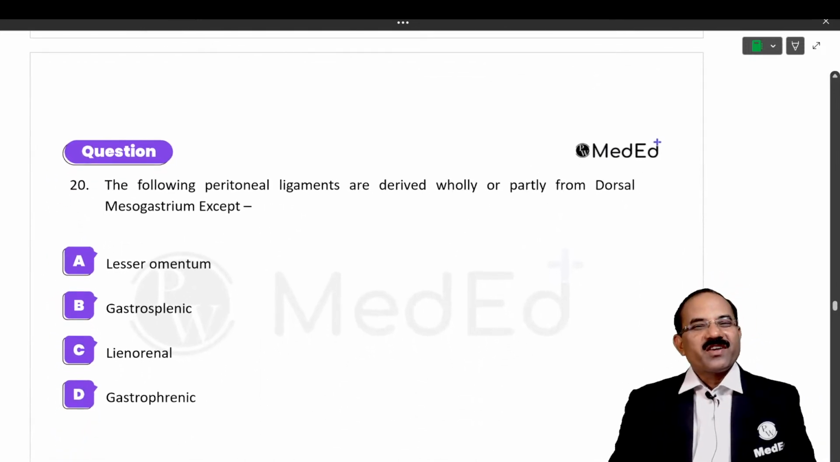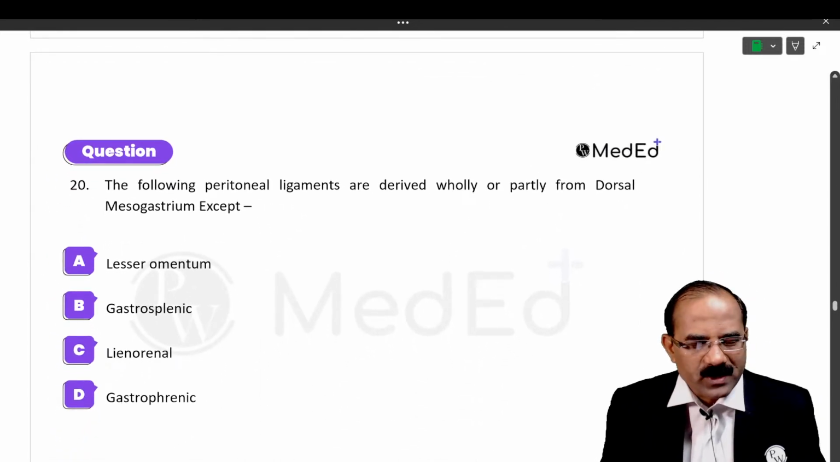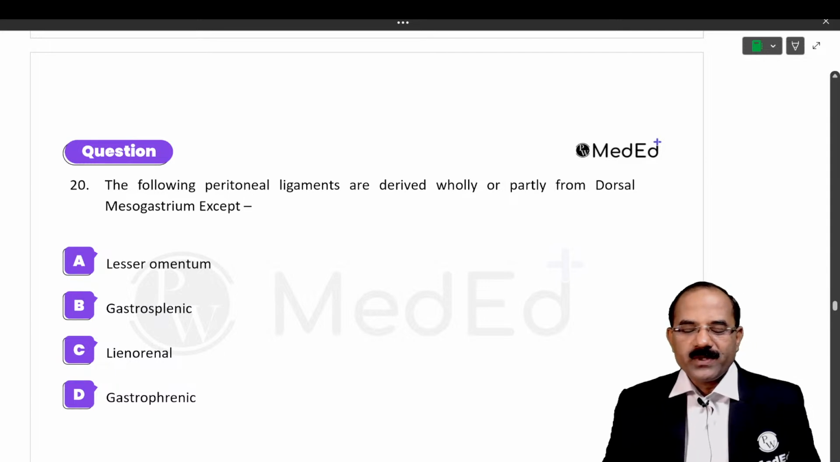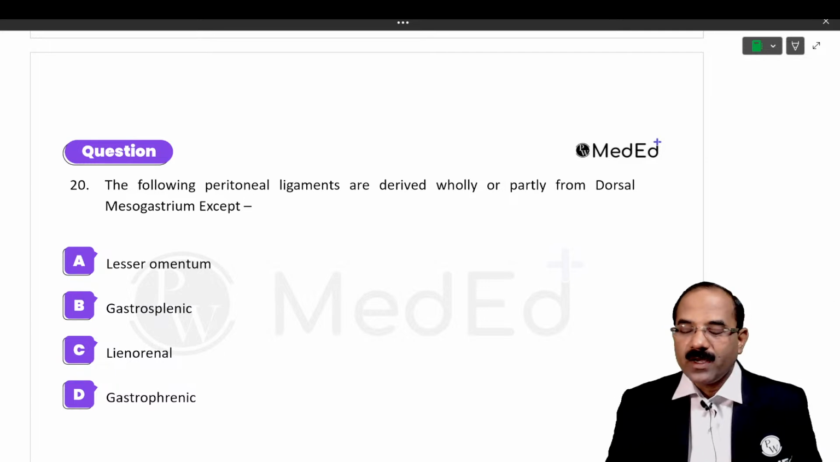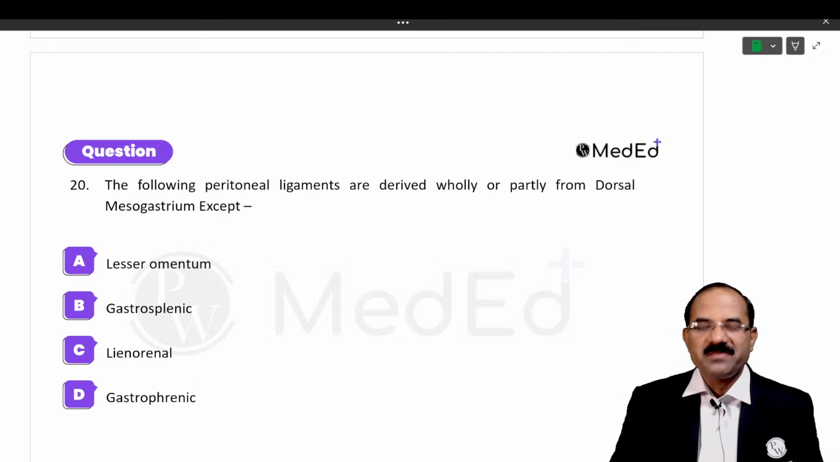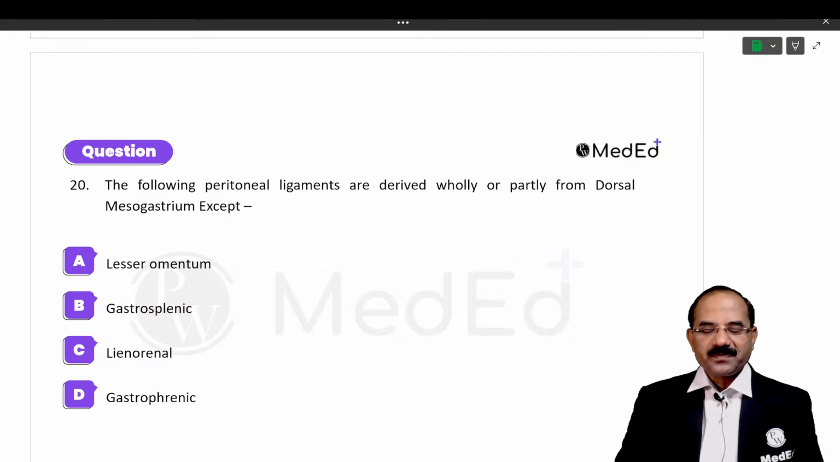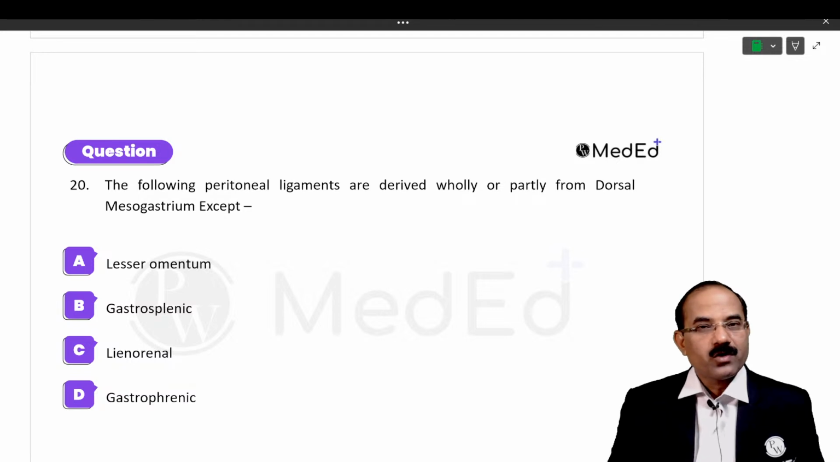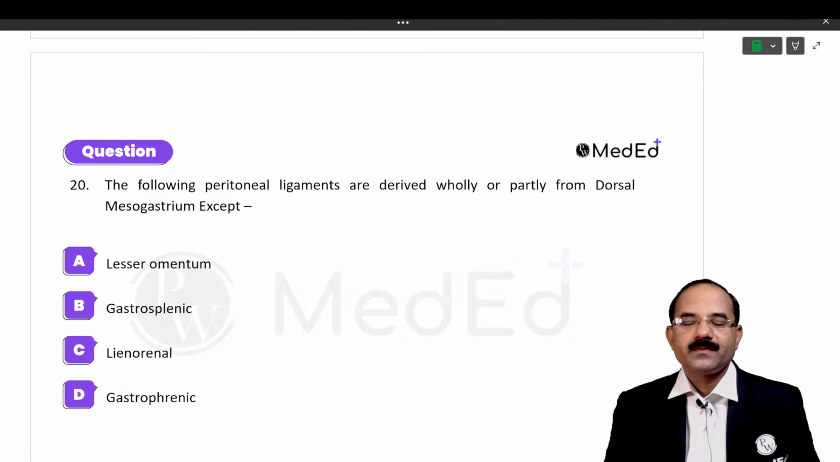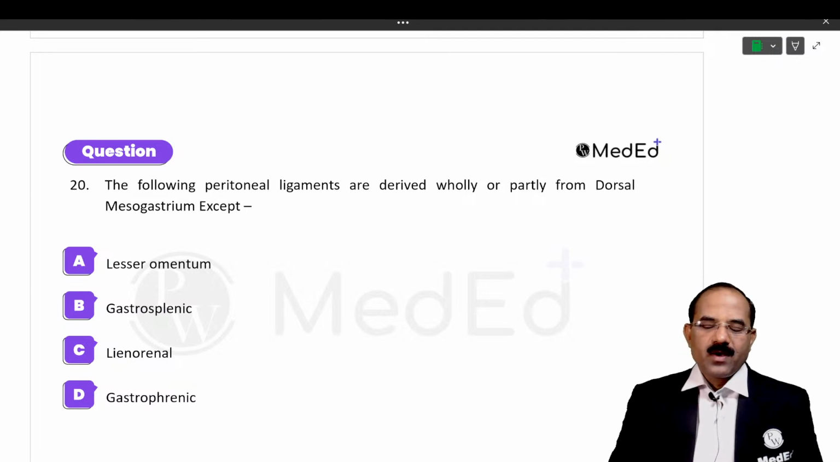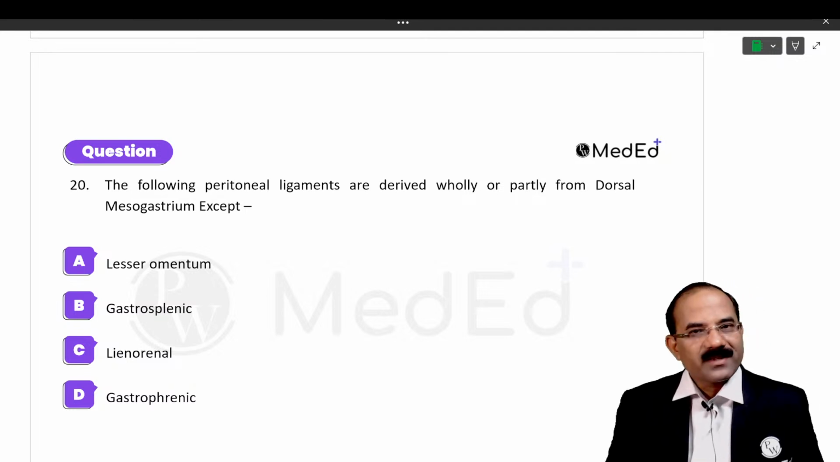Come on students, if you can answer this MCQ, a very important MCQ, come on. The following peritoneal ligaments are derived wholly or partially from the dorsal mesogastrium except, ये embryological MCQ है. हाँ, yes, very good Dikshant, very good. The answer for this guess कर सकते हो.